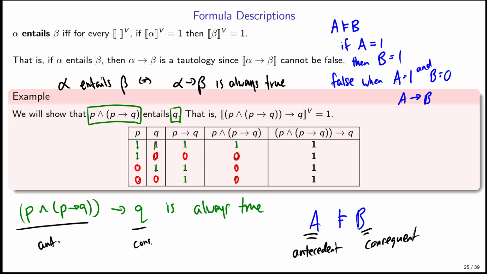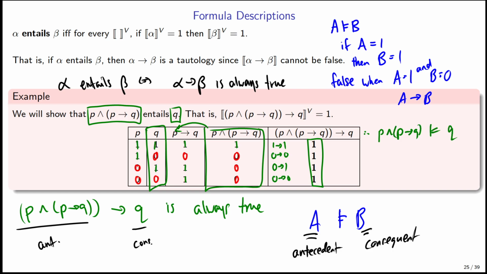Now, when we do the arrow for P and P arrow Q, so we're taking a look at the fourth box here, we're taking a look at the second box here, and we're going from P and P arrow Q to Q. In the first row, we have 1 arrow 1, which is true. In the second row, we have 0 arrow 0, which is true. In the third row, we have 0 arrow 1, which is true. And in the fourth row, we have 0 arrow 0, which is true. So what we found is that this conditional is true in every situation. That's a tautology. Therefore, we know that P and P arrow Q entails Q.